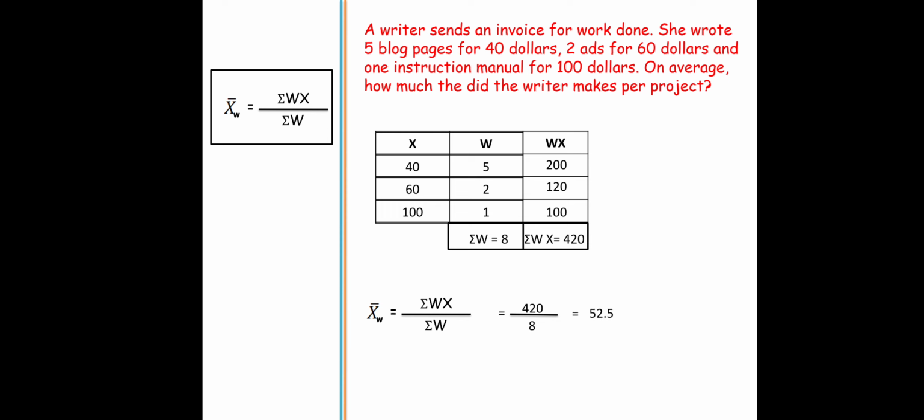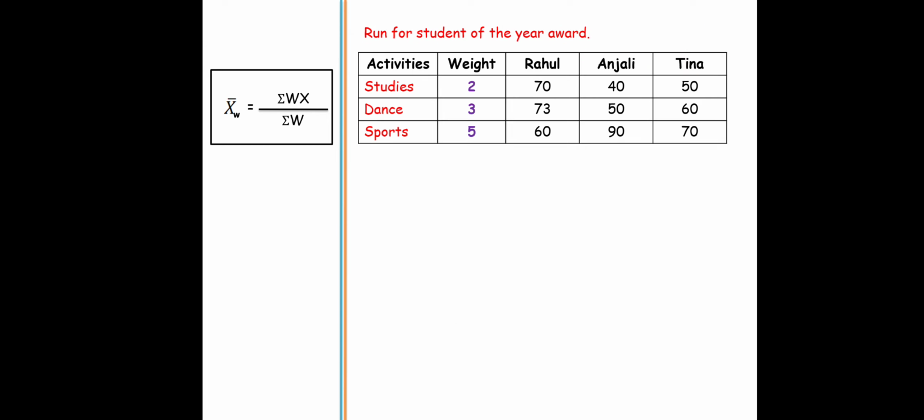Okay, so this is the answer. On an average the writer is getting $52.5 for a single project. This is how we'll do the calculation. Next, one more example: there is a race for Student of the Year.